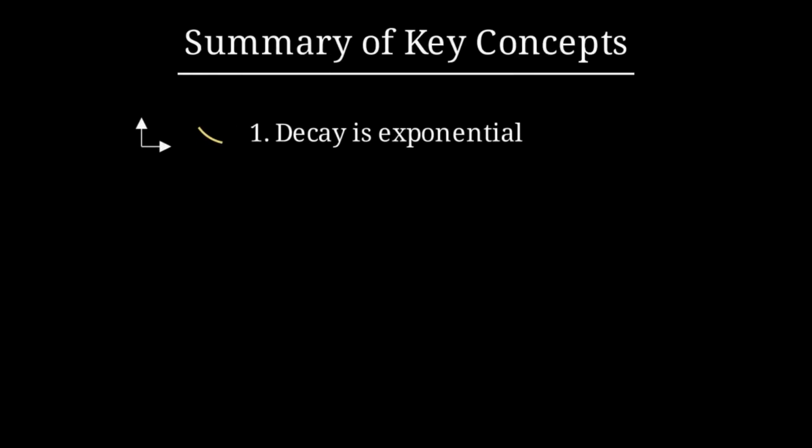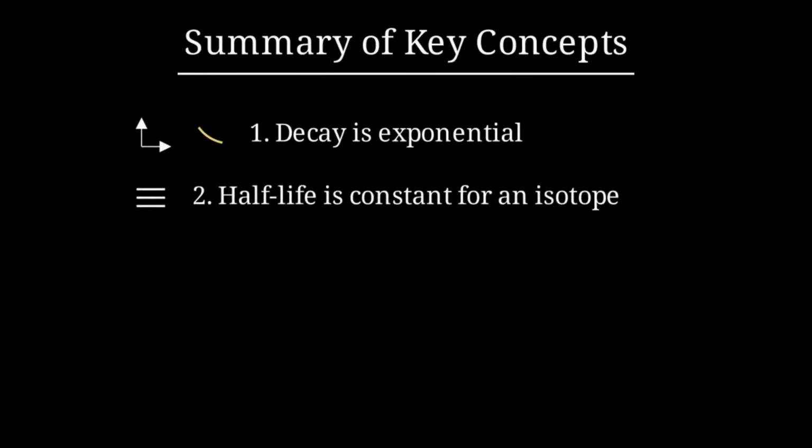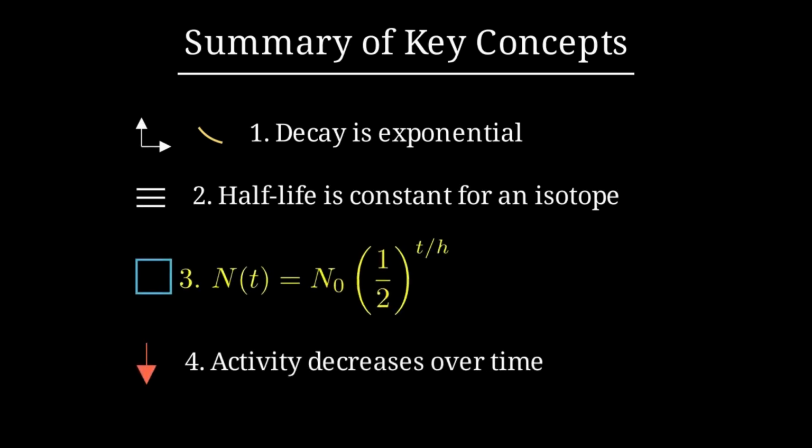Let's summarize. Radioactive decay is a random process that follows a predictable exponential pattern. The half-life is the constant time it takes for half a sample to decay, and we use the exponential function to calculate the remaining mass or activity over time.